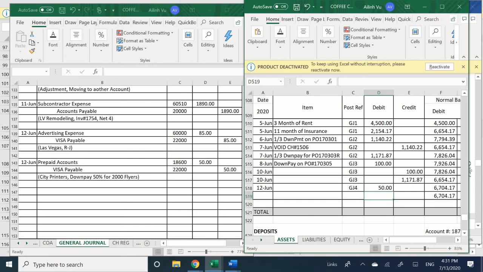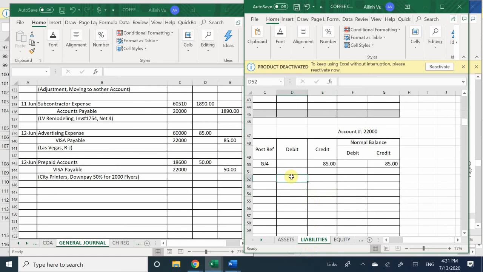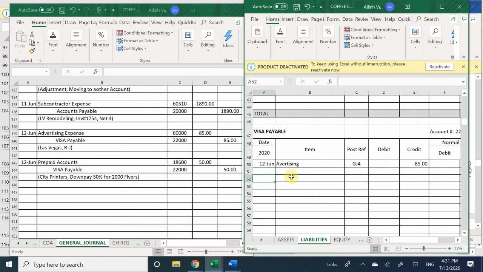Just one second before you leave the page. No worries. Okay, and then you can also put 50% down pay on ad here if you want. Whatever you want to put here. I'm going to put 50 just so that I know. And then lastly, we're going to update our credit card here on our Visa payable.